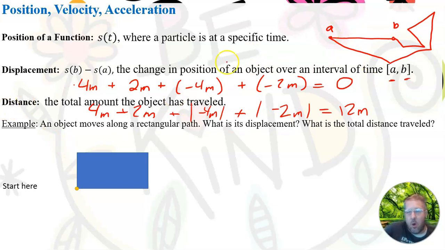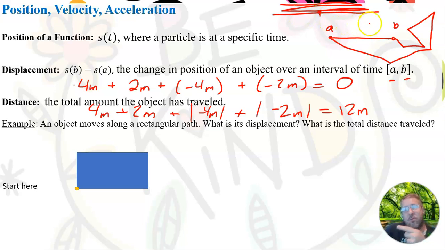So if the next question says total distance, then you would be figuring out, well, how far was this? How far was this? And you would add those all up. Now, sometimes we're going to be dealing with graphs that have one axis, or it could be two axes. When you have an axis like the x-axis, and you go this way and this way and this way, displacement's just going to be where you ended minus where you started. But total distance means you're going to have to add those all up.